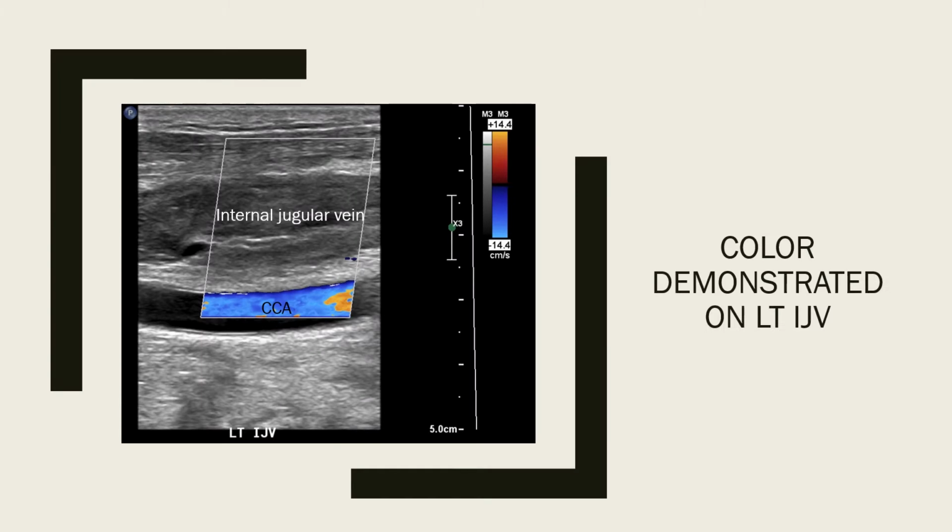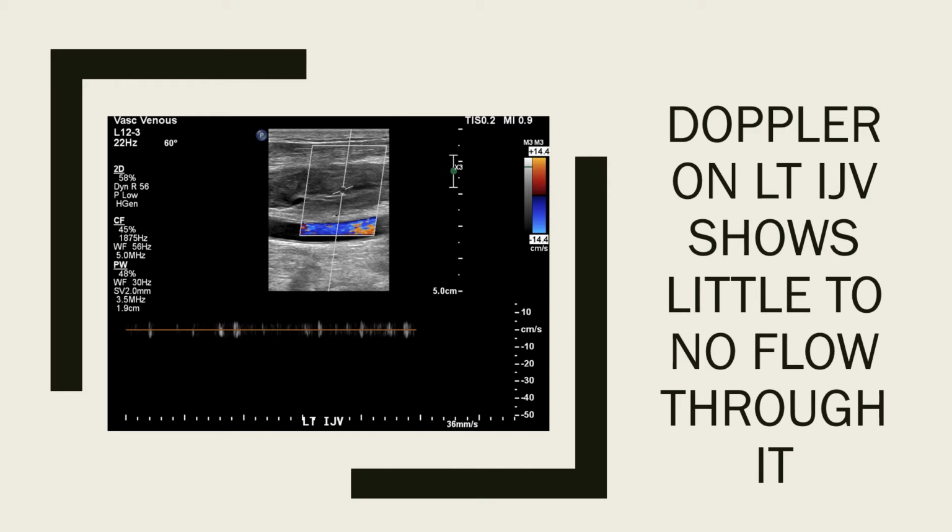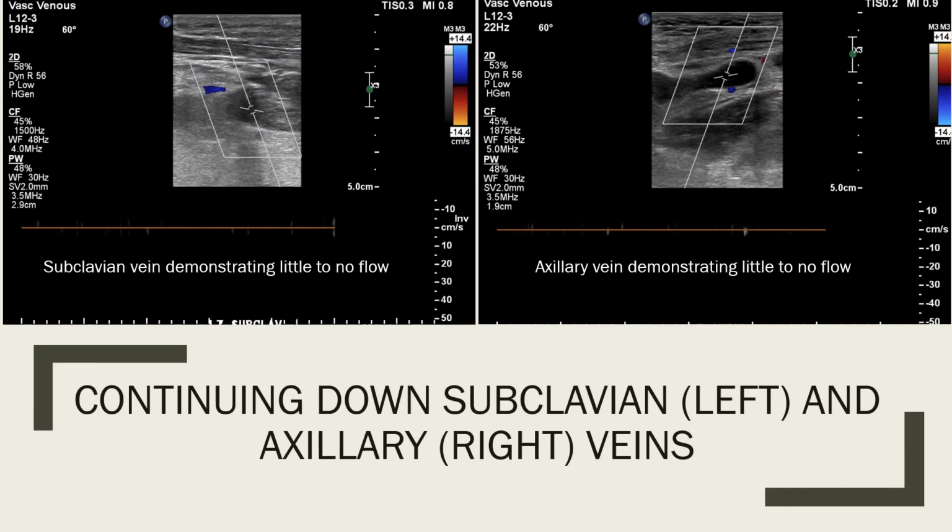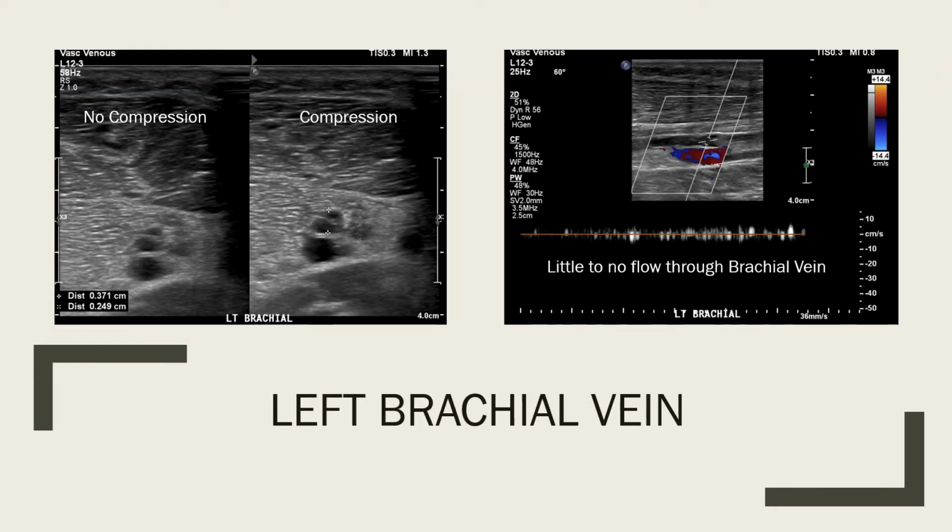Okay, so next they went long on the vein and put some color on it. You can see the internal jugular vein has no color at all in this image, however the common carotid artery does, so showing that there's no flow. Okay, and then once again they put some Doppler on it, and you can see little to no flow through the vein. Alright, so continuing down the arm, we have the subclavian vein on the left as well as the axillary vein on the right, both with Doppler on them and still little to no flow in either of these veins.